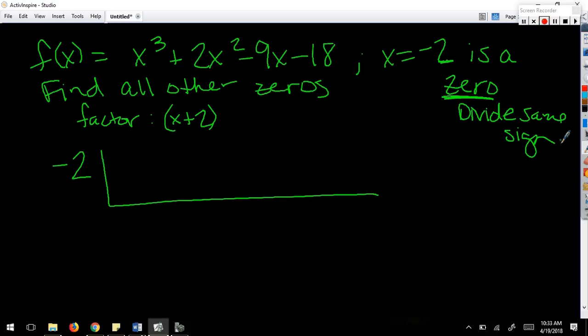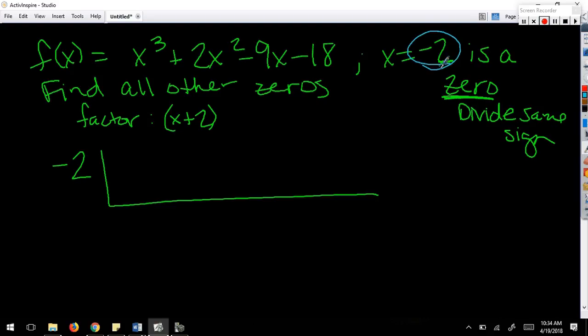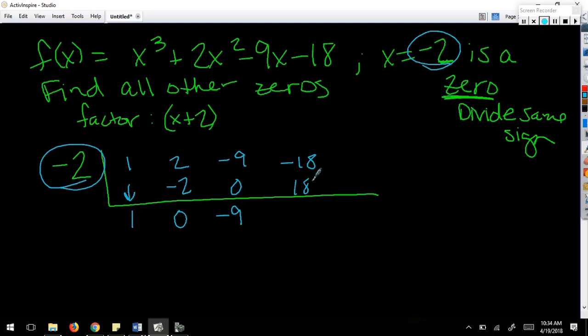Okay, so let's work through it. So -2 is what I put on the outside. So there's 1, -2 and -2. I want you to see where I'm getting it. Now give me the coefficients. 1, 2, -9, -18. Drop the 1. Multiply by -2. Add. Multiply. Add. Remainder 0.